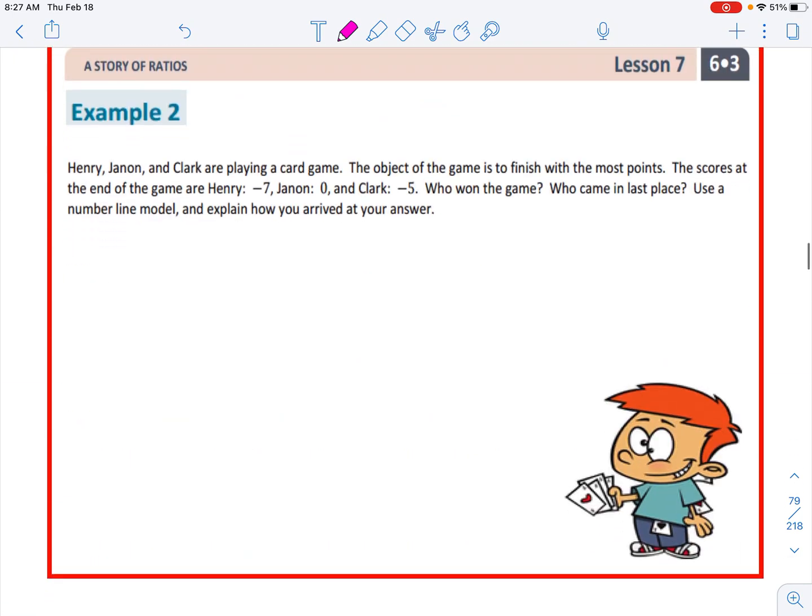Alright, guys. Example 2 says Henry, Janin, and Clark are playing a card game. The object of the game is to finish with the most points. The scores at the end of the game are Henry with -7, Janin with 0, and Clark with -5. Who won the game? Who came in last place? Use a number line and model. Explain your answer.